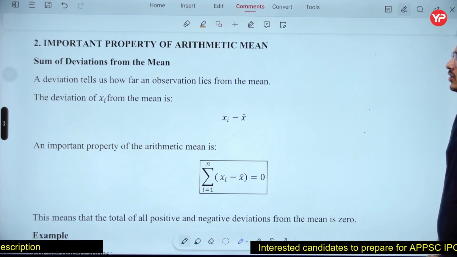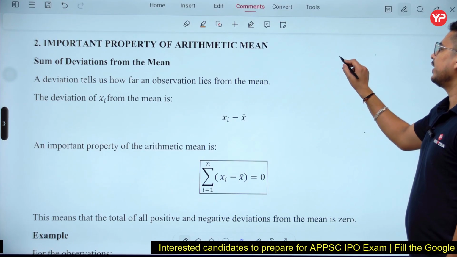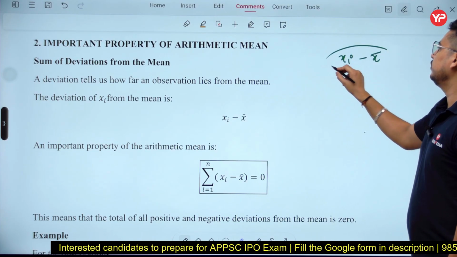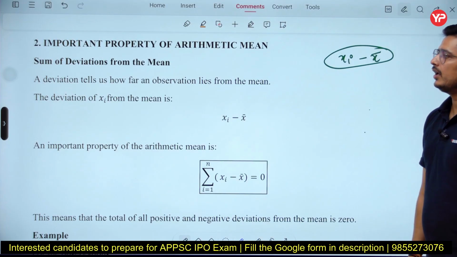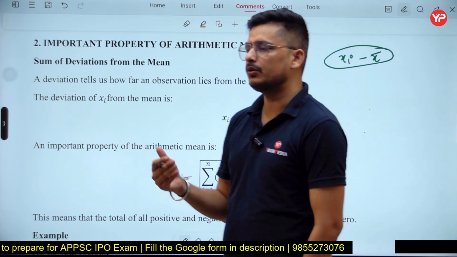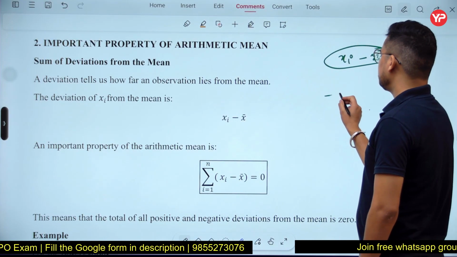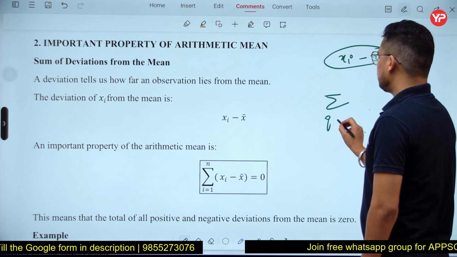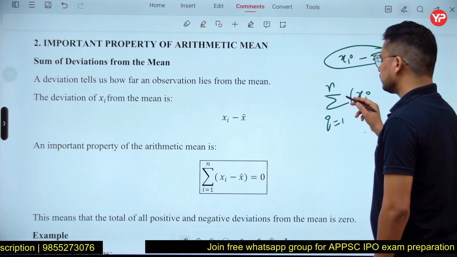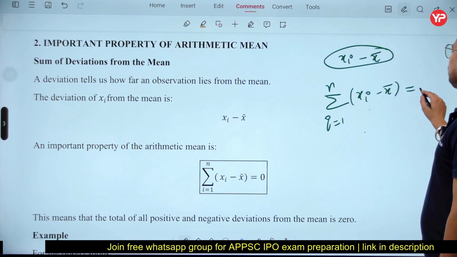So what are the important properties of the mean? The sum of deviations from the mean. Deviation means: you have an xi value, and if you subtract the mean from that xi value, that is called the deviation. It shows how the given value deviates from the mean. If you add all these deviations from the mean, that is the summation for i equals 1 to n of xi minus mean, that sum is always 0.